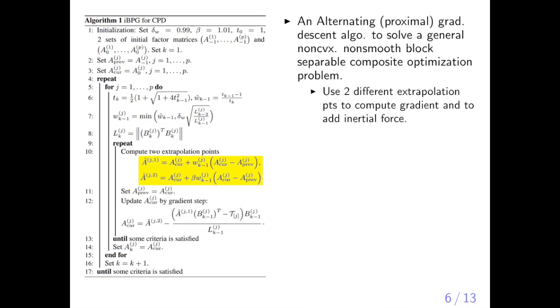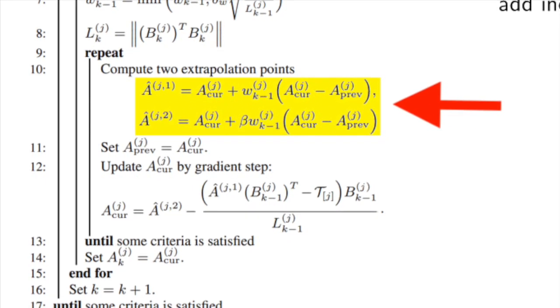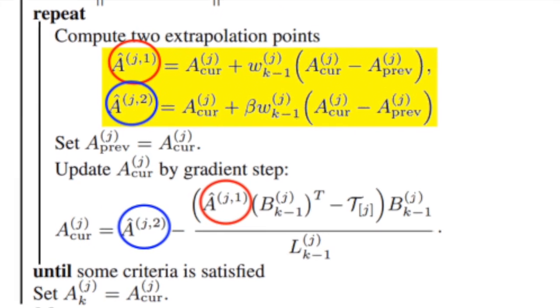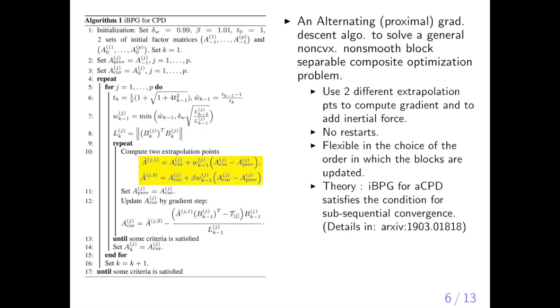The algorithm makes use of two different extrapolation points, as shown in the yellow block. Notice that the two blocks are used to perform the gradient update. The other feature of IBPG is that it has no restart, and it has a very flexible structure. In fact, the algorithm shown here is just one particular structure of IBPG. Finally, IBPG for aCPD has subsequential convergence.